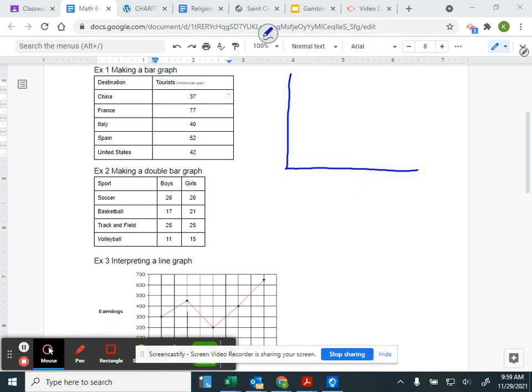Then we need to label it. On the bottom, we're going to label it by our countries. So we have China, France, Italy, Spain, and the US. And then we need to think, how do we want to skip count going up? Do we want to go by ones all the way up? No. Why not? Because it would be too long.